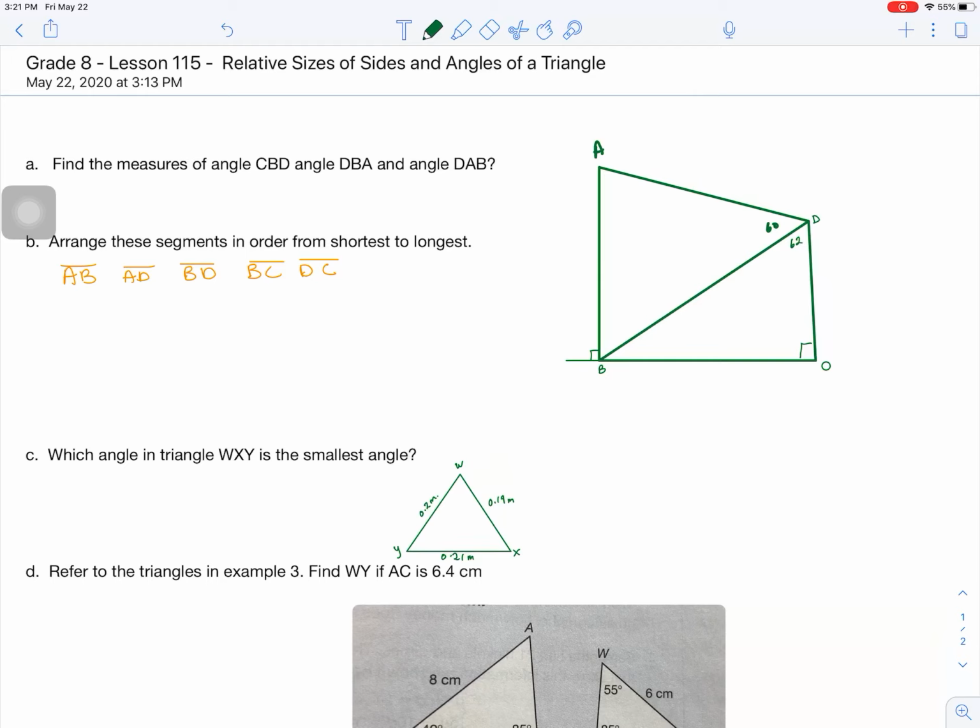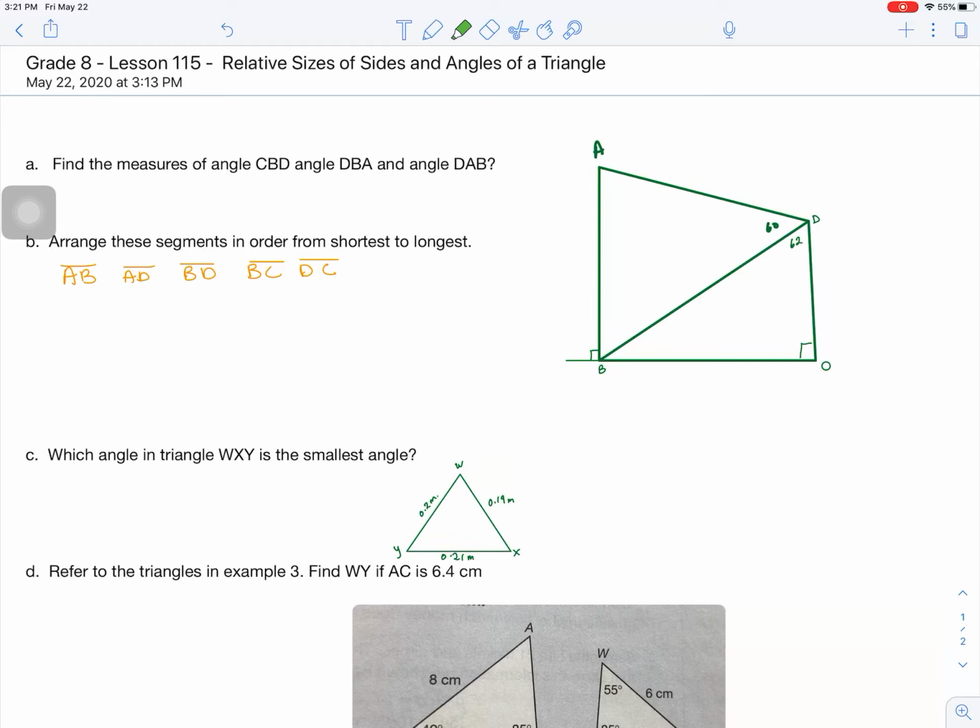So one of the things that they want you to know is, if you look at any triangle, if we look at this triangle right over here, the shortest side is easy to see, it's here. The smallest angle is going to be opposite of that shortest side. That's one of the concepts that it wants you to understand as a new concept.